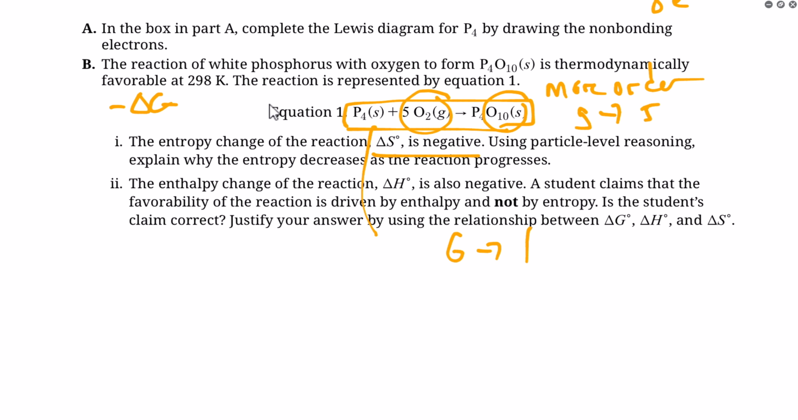Additionally, it says the enthalpy change for the reaction, delta H, is also negative. The student claims that the favorability of the reaction is driven by enthalpy and not by entropy. Is the student's claim correct? Justify your answer by using the relationship between delta G, delta H, and delta S.